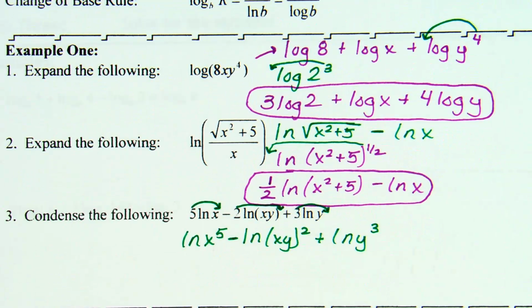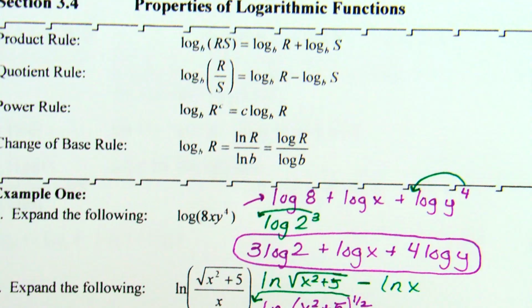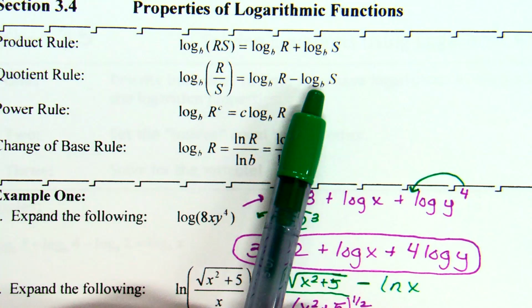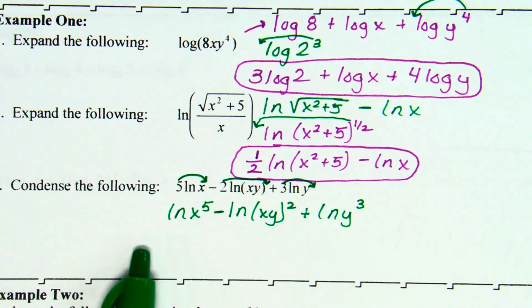What rules do you guys want to use? What does the subtraction make you think? Quotient? Yeah, because look up here, guys. If it's 2 logs being subtracted, you can write it as 1 log where it's being divided, yes? Now, we also have an addition sign over here, which means in that case we can use the product rule. We can do this in a couple of different ways. We can go ahead and do the division and then do the multiplication.